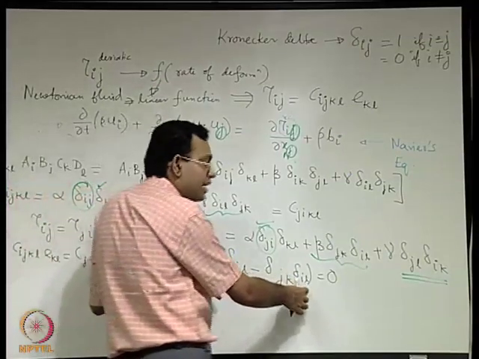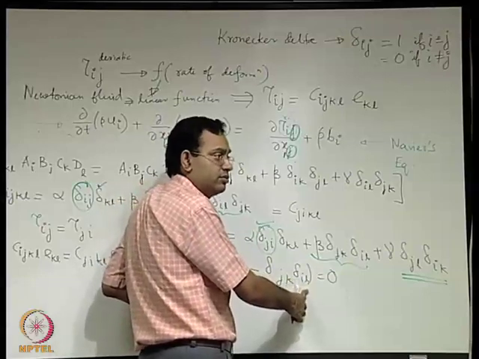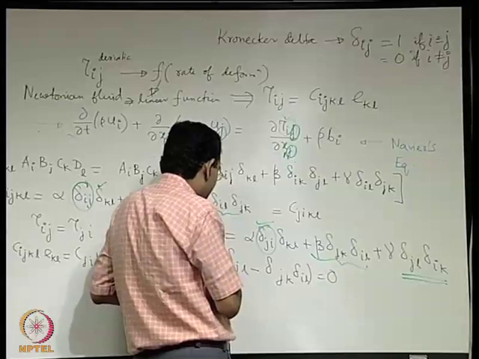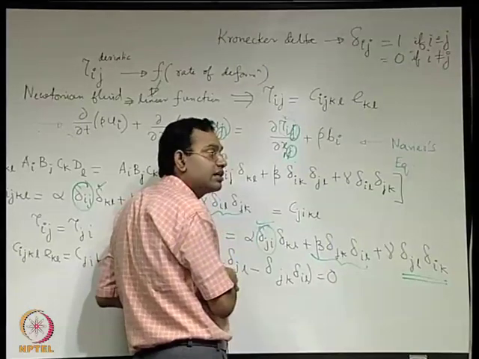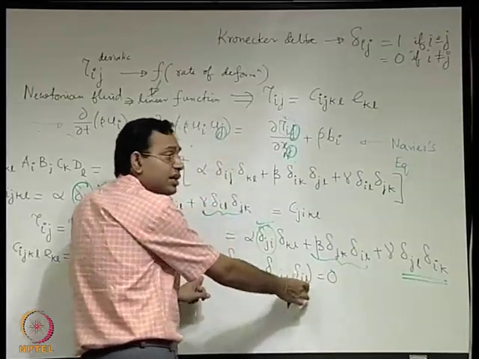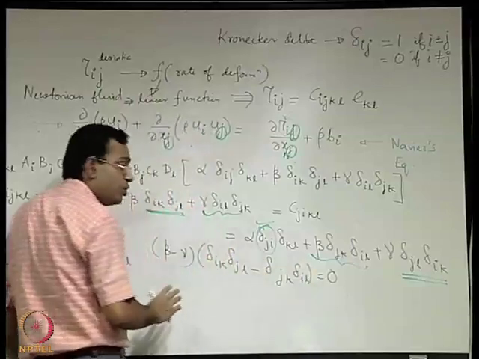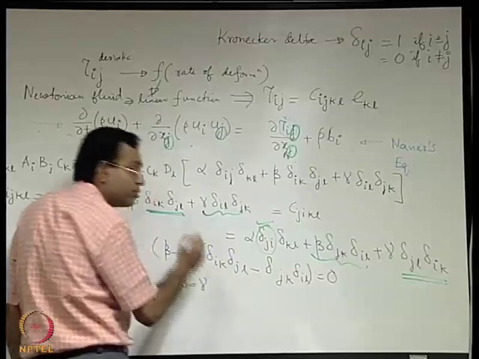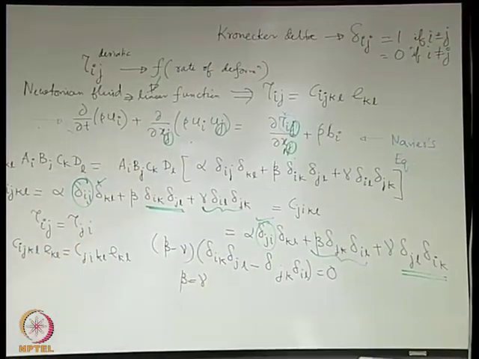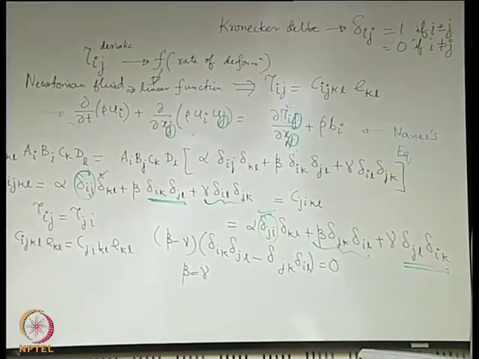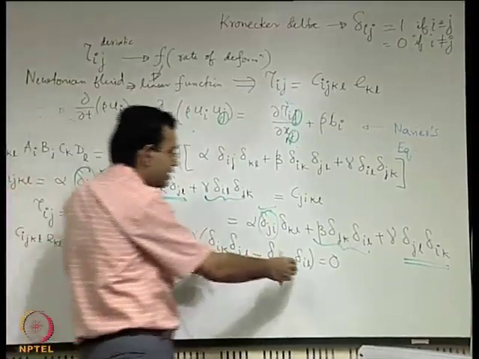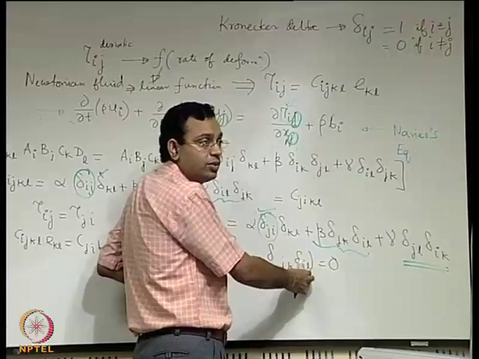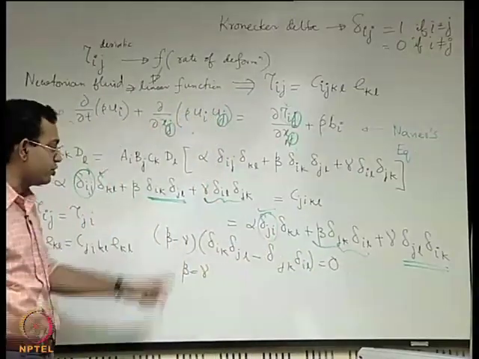Whatever is there inside the bracket, in general this is not 0. Special cases are there, but in general there are certain terms which will not be 0 when the indices are equal. So, in general for all cases, since this is not equal to 0, if you want to make it satisfied, the only thing is you must have beta equal to gamma. Because what we understand is that the second term in the bracket, in some cases it is 0, it is true, but in all cases it is not 0, and we must have a constitutive behavior that should be true for all cases.